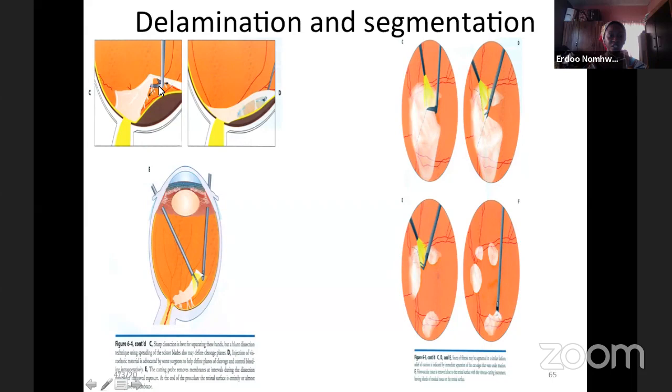So for the delamination, it's a horizontal thing. So you try to horizontally cut the vascular membranes as much as you can. So that's what is being done here. Then for segmentation, it's more of a vertical thing, and it's done in segments. So it's still the same cutting, but it's said to be done vertically. And then after cutting, like here, they've cut and you have it in different bits. So it will be easier to now peel the membrane.